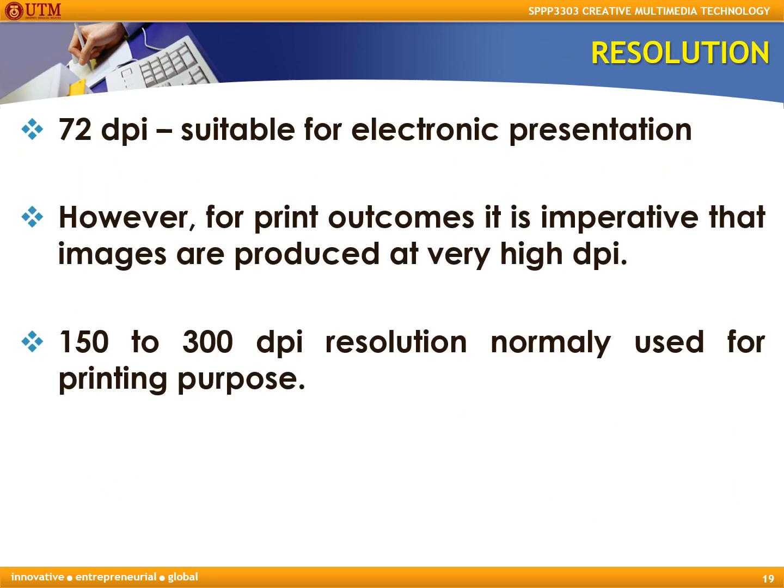So 72 dpi is suitable for electronic presentation. When we talk about 72 dpi, it is only for computers and PCs. But if you want to print the image out, you are going to need more dpi, like 150 or sometimes 300 if you want to print large advertisements, large posters, and so on.